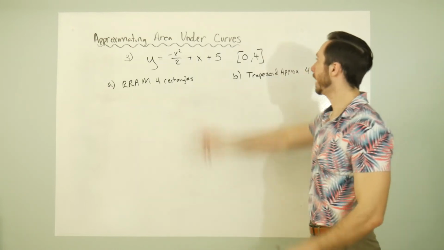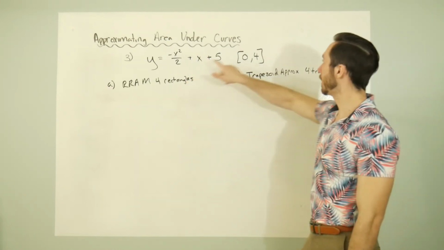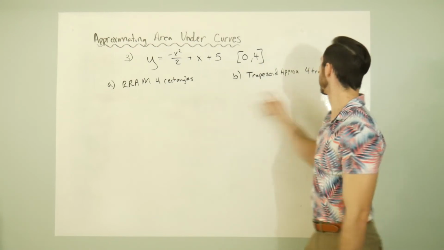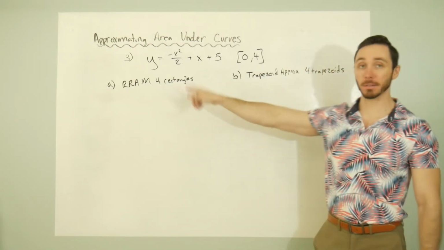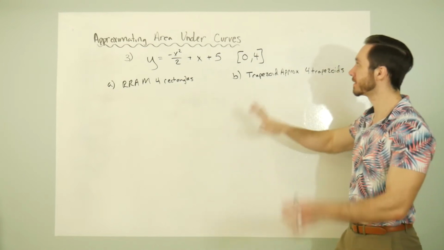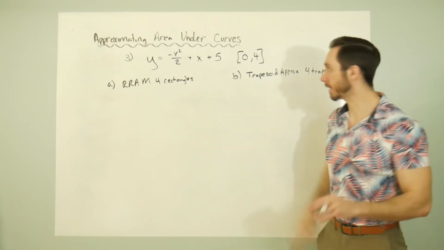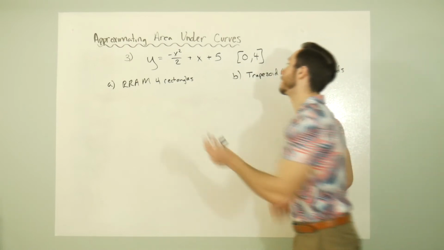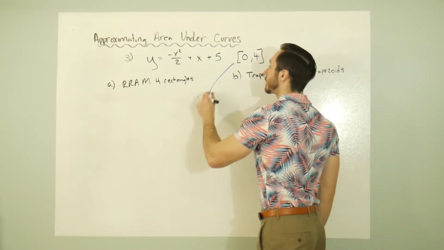All right, for the next one we have this quadratic. It's a parabola from 0 to 4, and we have 4 rectangles, 4 trapezoids. Here we're doing a little bit of RRAM. It's the last of the 3 rectangular approximation methods. Okay, again, we're pretty lucky with the interval. Don't want that to be too much strain in terms of the process.